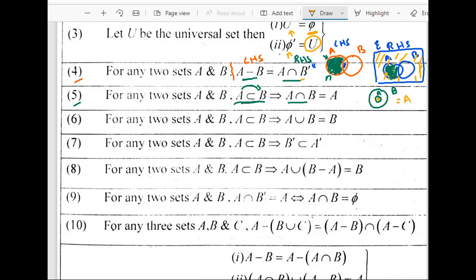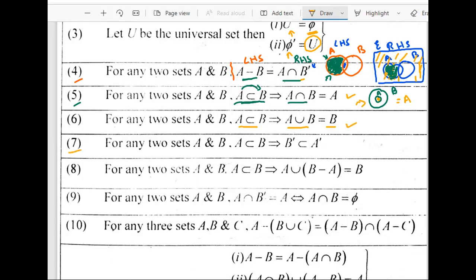Yes, ma'am. Very good. So the fifth is clear. Think about the sixth. Again, A is a subset of B. A is inside B, and we are saying A union B equals B. Do you guys agree? Again, the same situation, but this time the union. Very good.